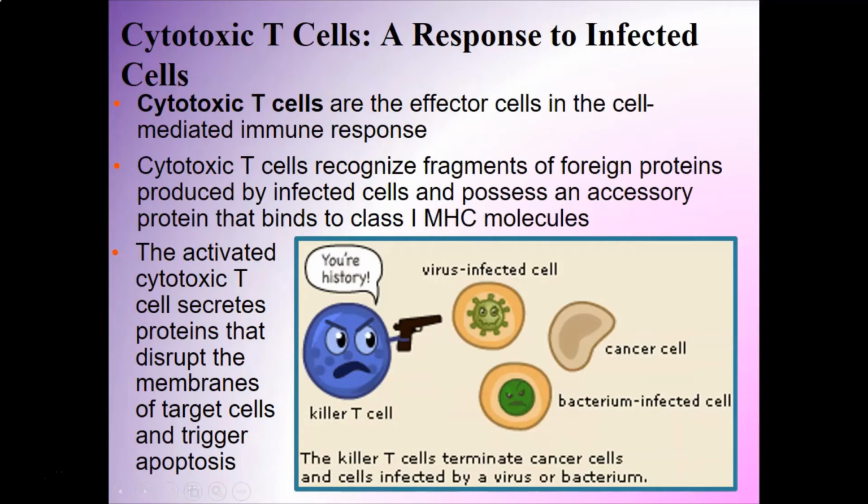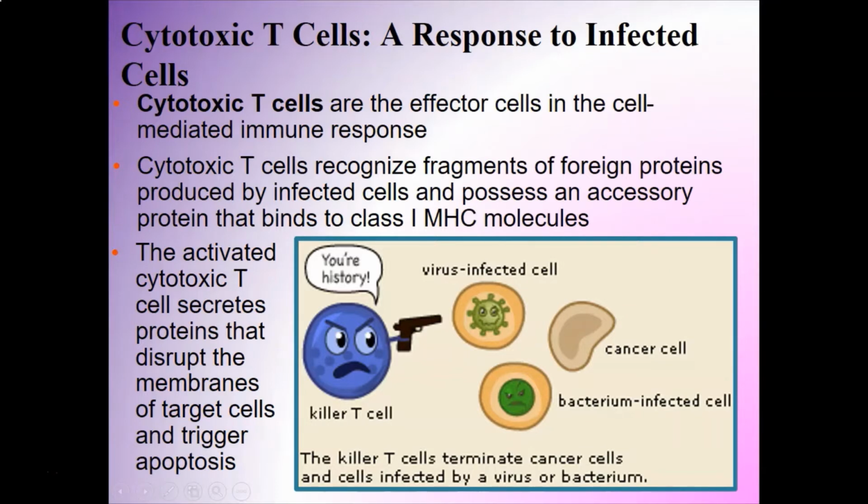So cytotoxic T cells are a response to infected cells. These are the effector cells in a cell-mediated immune response. If you remember last time we talked about immunological memory, you're also going to make memory T cells, but these cytotoxic T cells are the ones that are out there actually working for us right away.